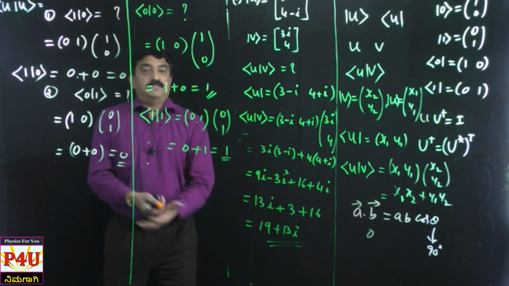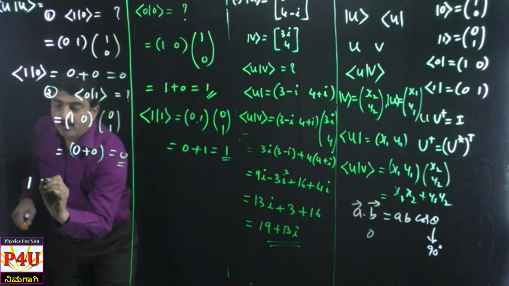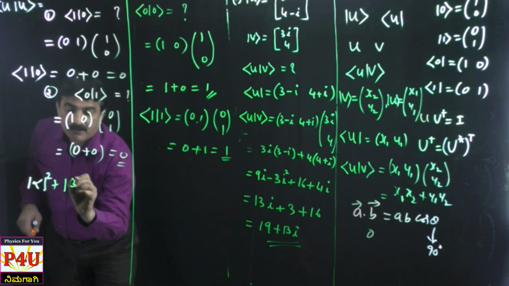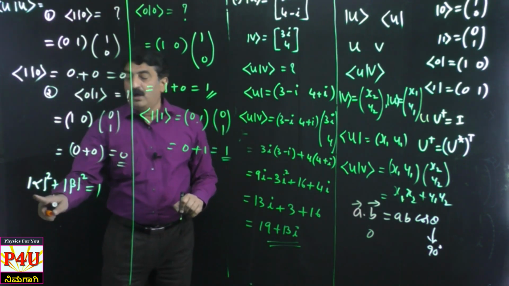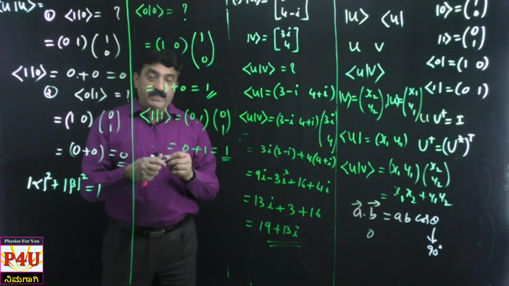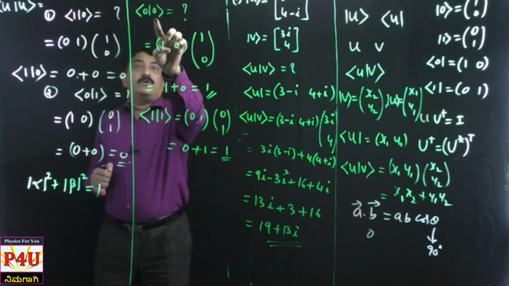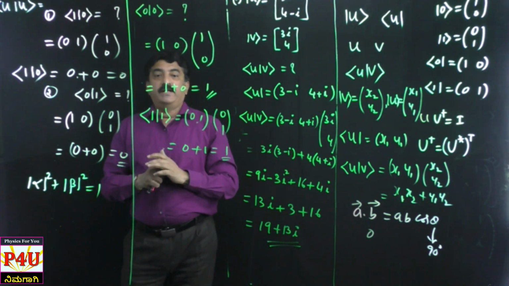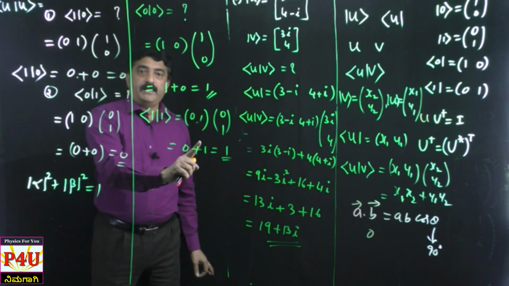After all, what is normalization? Normalization is nothing but modulus of alpha squared plus modulus of beta squared equals 1. If beta is 0, alpha squared is 1. If alpha is 0, beta squared is 1. That is, the maximum value is 1, normalization. So ket 0 is a normalized vector. Ket 1 is also. So this is normality.